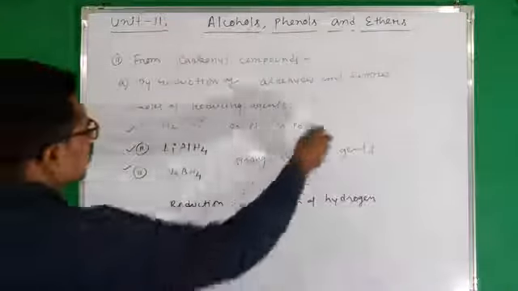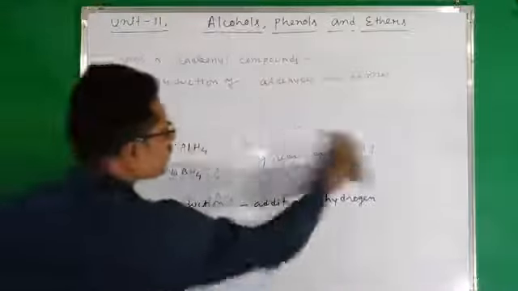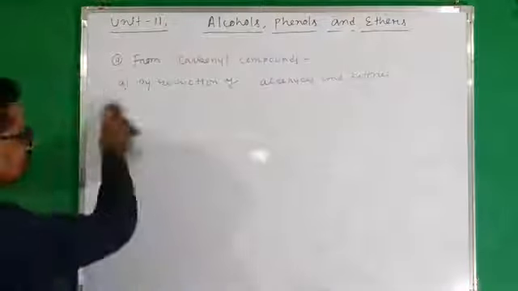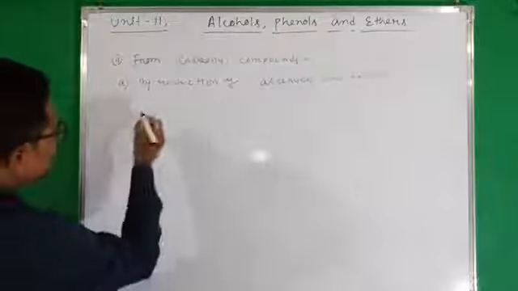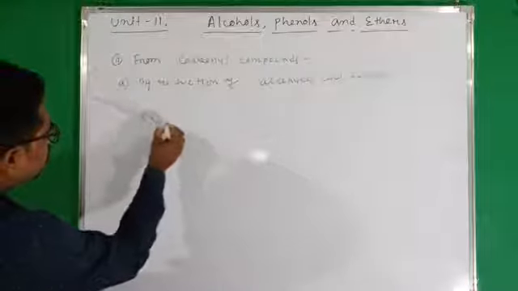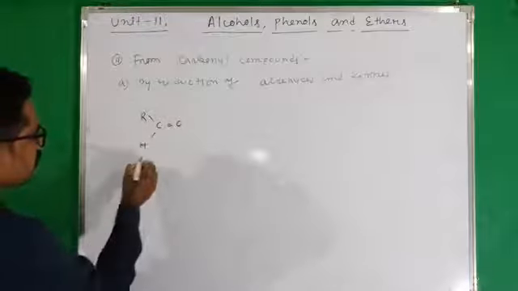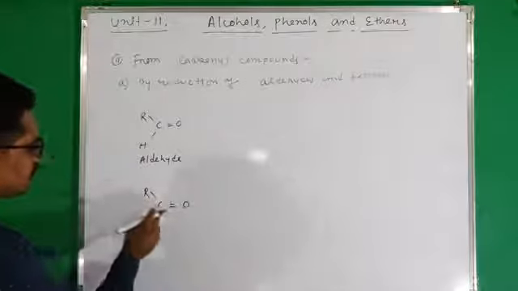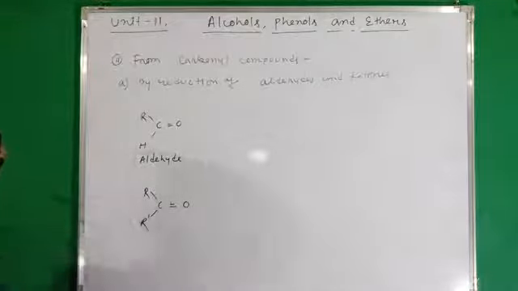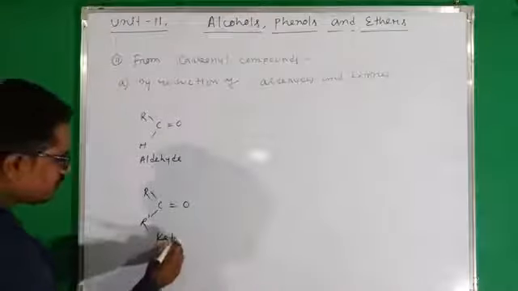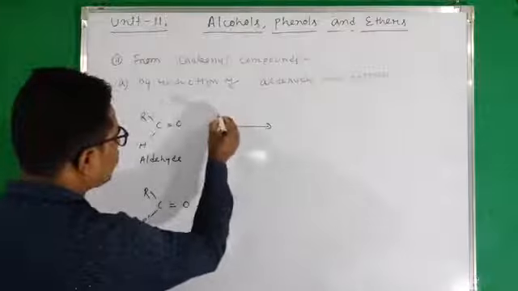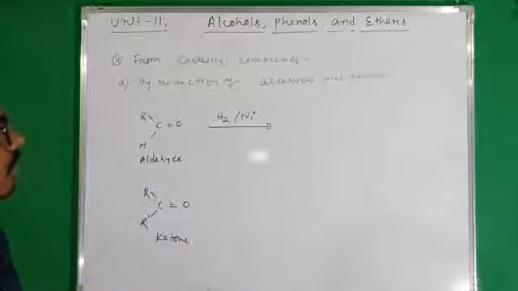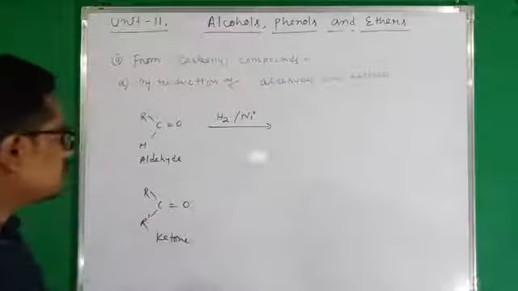Okay, and you have known that in case of aldehydes and ketones, one carbon oxygen double bond is present. That means in case of aldehydes, RC double bond OH, this one is aldehyde, and the formula of ketone is RC double bond O R dash, this one is ketone. Now we will use hydrogen in presence of nickel, and we know that hydrogen in presence of nickel is a reducing agent, and reduction means addition of hydrogen.